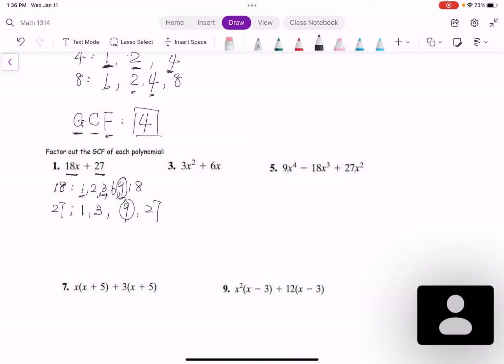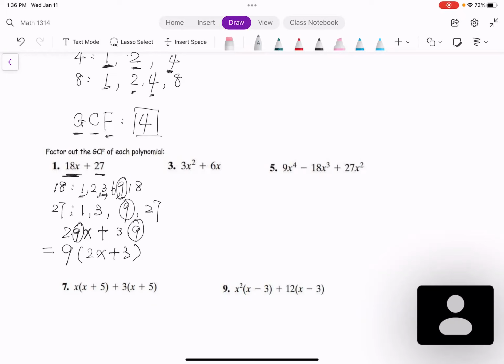So if I want to factor out the GCF, 18x is 3 times 9 times x. Oh, sorry, 18 is not 3 times 9. It's 2 times 9. 2 times 9 is 18, plus 3 times 9 is 27. So if I factor out the GCF 9, in the parentheses we have 2x plus 3 left. Okay, let's move on to the next example.